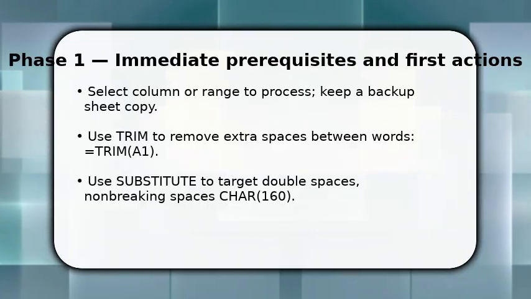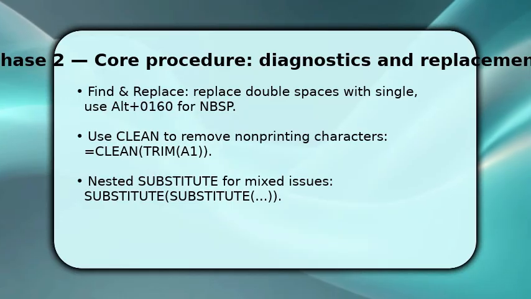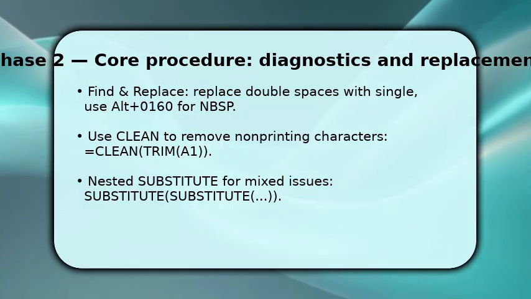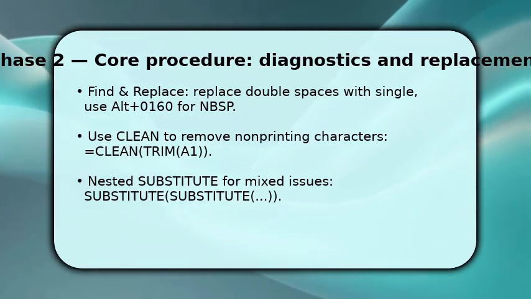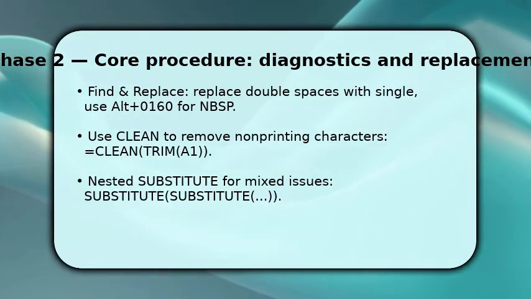Once you have a baseline, move to Find and Replace and target double spaces. Press Ctrl+H, type 2 spaces in Find and 1 space in Replace. Make sure to handle non-breaking spaces by entering Alt+0160 in the Find box.